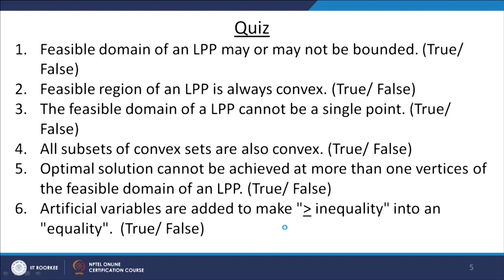Question number 4. All subsets of convex sets are also convex. True or false?